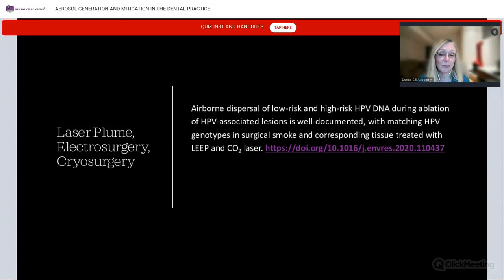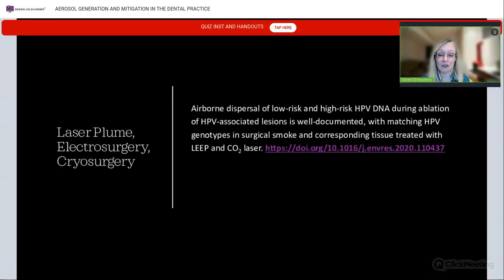All right, airborne dispersal of low-risk and high-risk HPV DNA during ablation of HPV-associated lesions is well documented. Laser procedures in dental practices generate aerosol and contamination, all right?